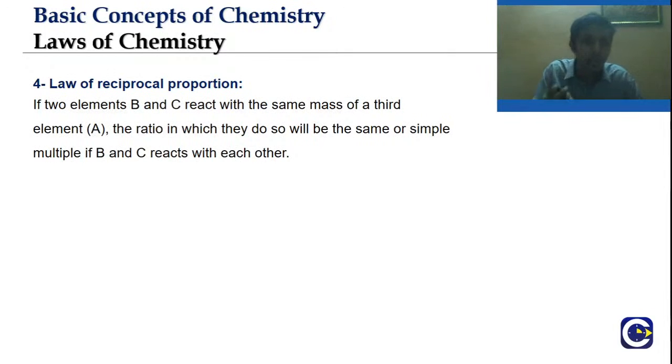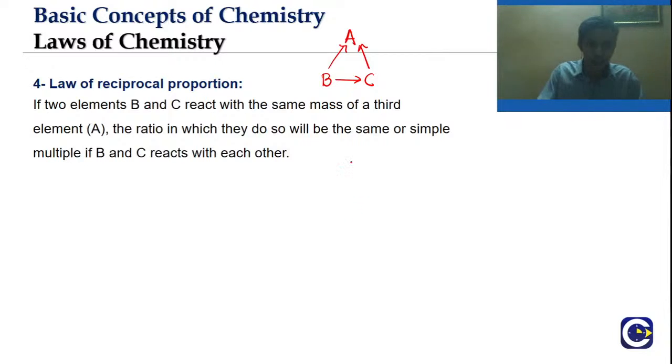This is something which I have often seen students get confused with, so I'll explain it to you in a very basic way. Listen carefully. Law of reciprocal proportion: if two elements B and C react with the same mass of a third element A, the ratio in which they do so will be the same as, or a simple multiple of, the ratio in which B and C react with each other.